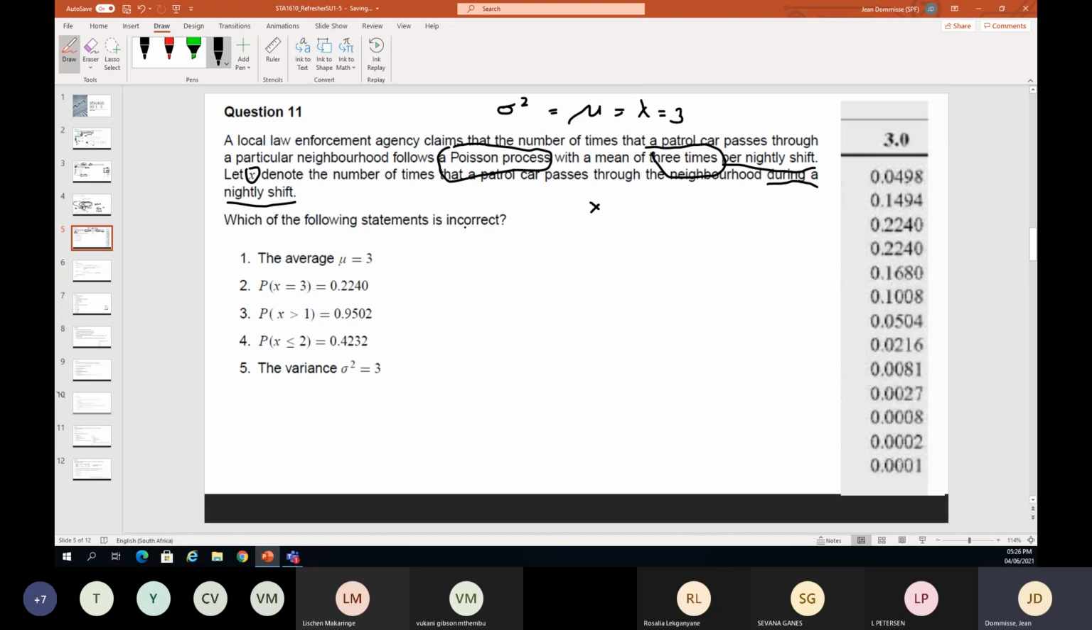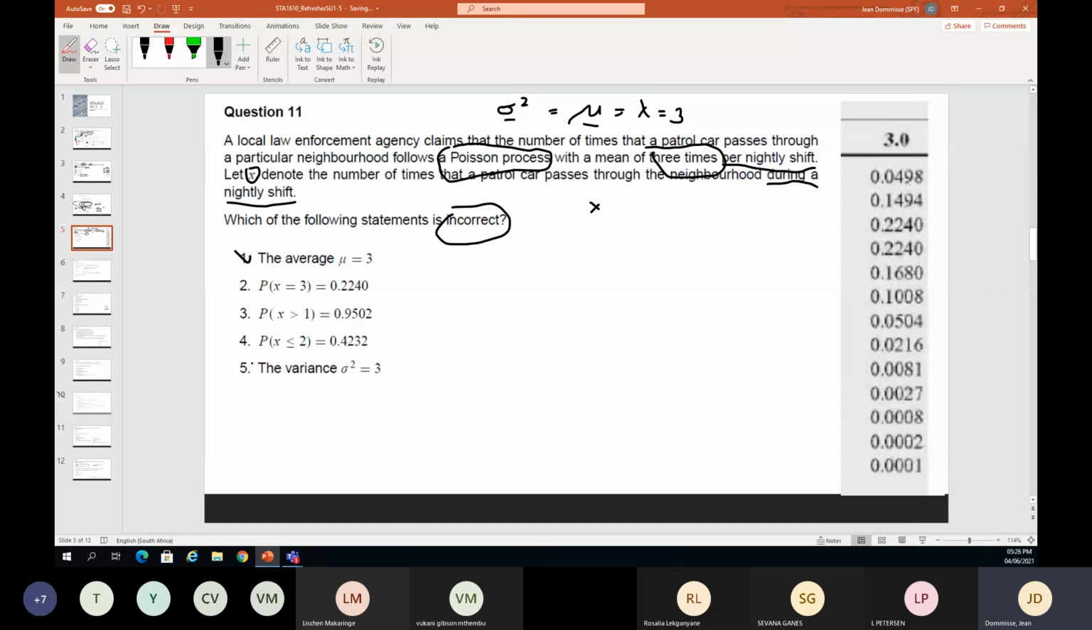So let's look at incorrect. For this one, I would actually look at those two first. Variance equal to 3, correct. I'm looking for incorrect. Average equal to 3, correct. Okay, so mean is average. So the first one and the last one is correct.